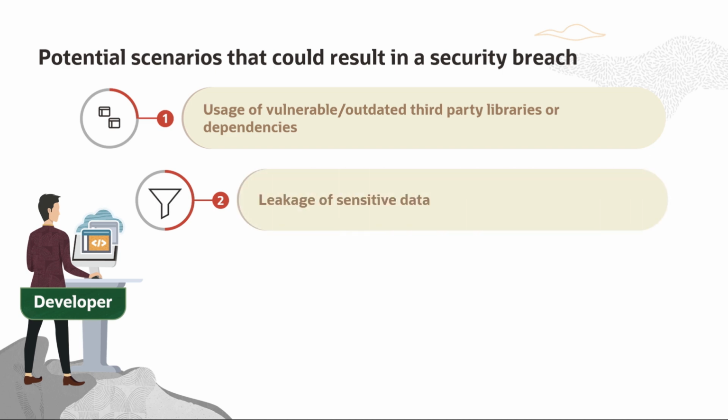Leakage of sensitive data. Sensitive data can accidentally leak due to various reasons such as misconfigured access controls, unencrypted data transmission, and human error.